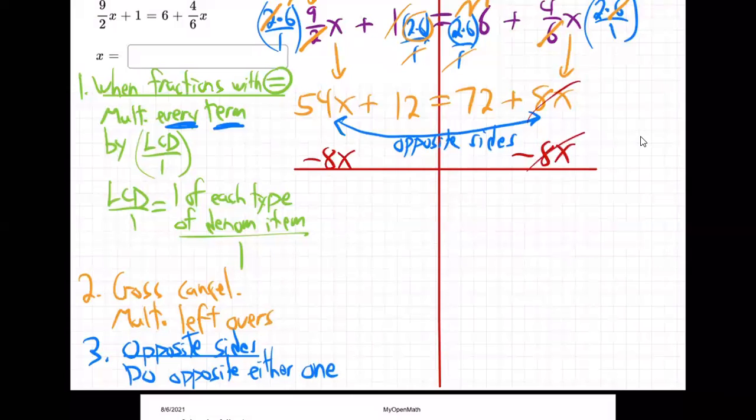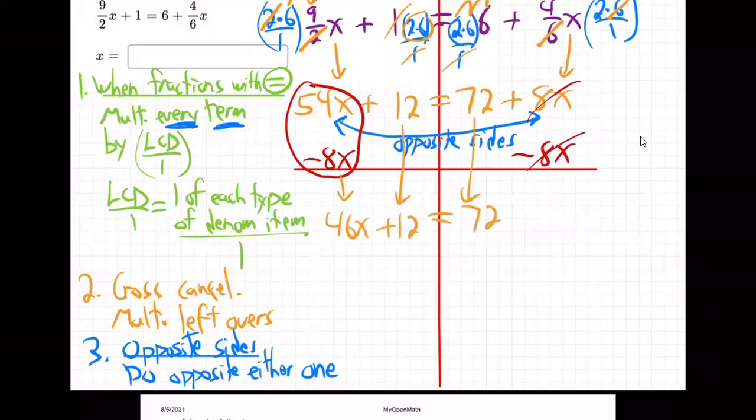You could have done minus 54x. That's fine. That worked fine too. Okay. These two, just use your calculator. 54 minus 8, I think that's 46x. All right. And then bring down the plus 12. Bring down the 72. These guys have canceled, so they're gone. All right. And now just get x alone, right? You know what to do from here.